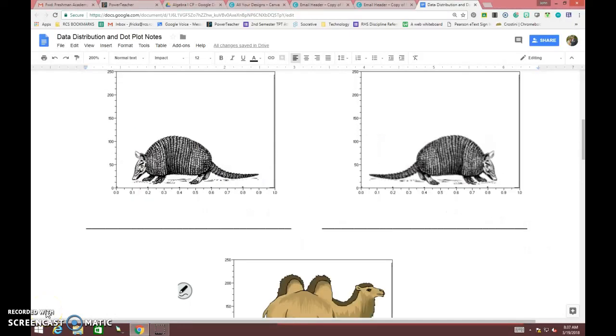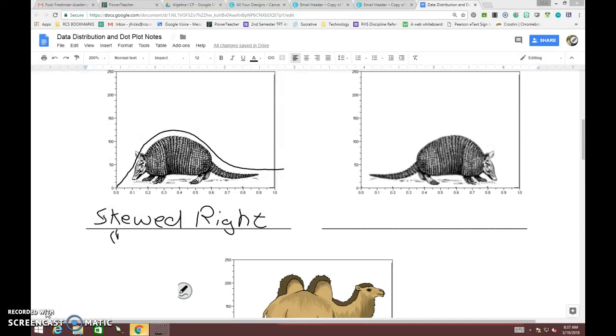All right, so for our next two animals, we have what we call right-tailed and left-tailed. With these two armadillos, you can see that the shape goes up really high, but then once the data gets off to the other side, it goes back down and has what we call a tail. So when it has a tail to the right, we call that skewed right. A lot of times you'll see it called that, or sometimes you'll see it called right-tailed.